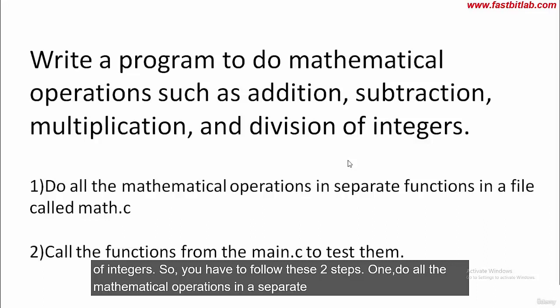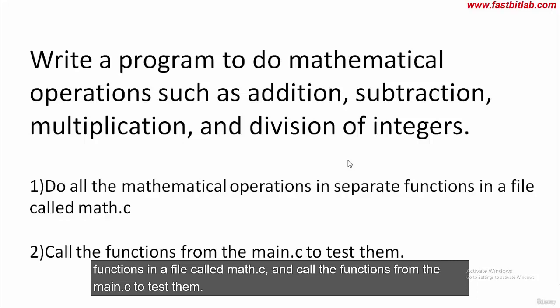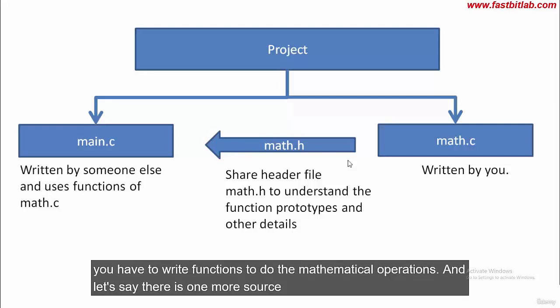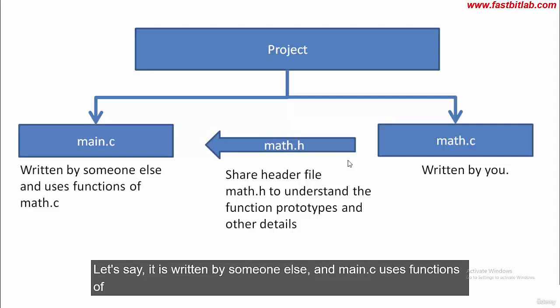One, do all the mathematical operations in separate functions in a file called math.c and call the functions from the main.c to test them. Basically, your project should contain two source files. One is math.c, let's say it is written by you, and inside math.c you write functions to do the mathematical operations. And let's say there is one more source file called main.c, written by someone else, and main.c uses functions of math.c.